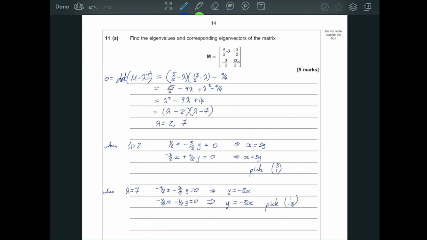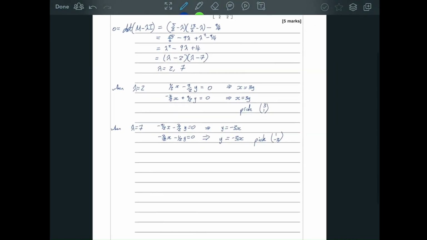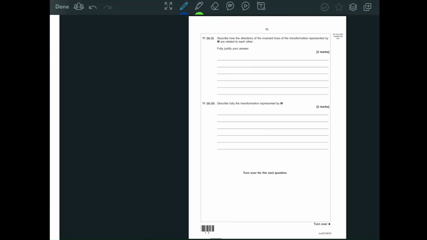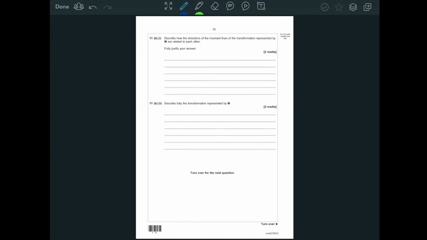So the eigenvalues and corresponding eigenvectors are given there. So let's just put it all together. When lambda equals 2, the eigenvector is 3, 1. When lambda equals 7, the eigenvector is 1, negative 3. Brilliant. The question does proceed.